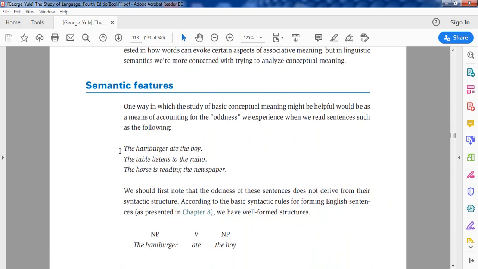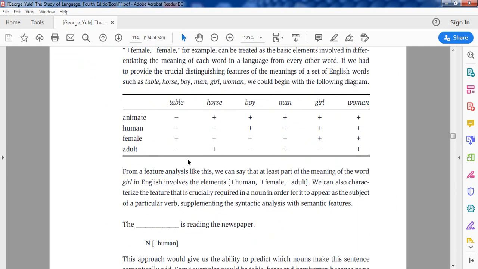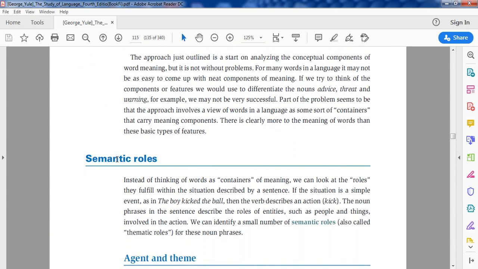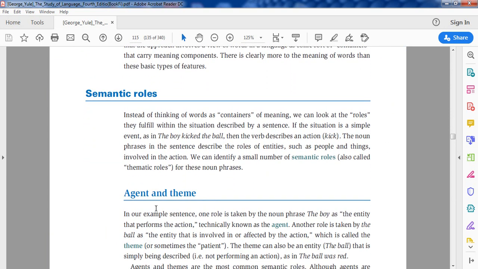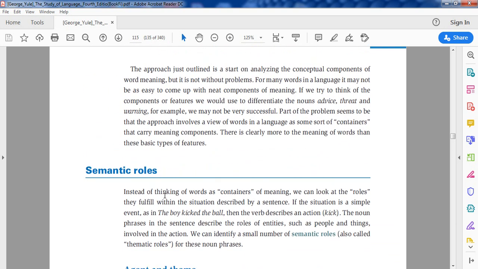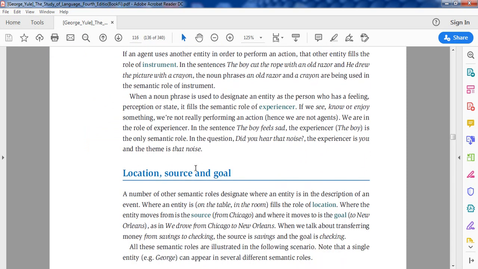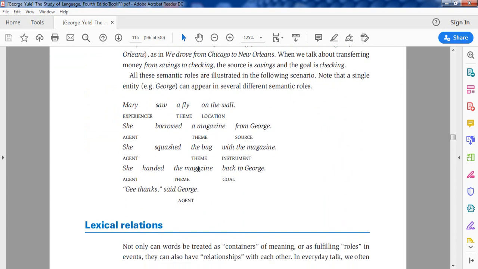I'll skip semantic features. It's less important, and also semantic roles, less important. It's just a way of naming the relations between the words within a sentence. Just a way of naming the roles of words within a sentence. Less important, you can skip.